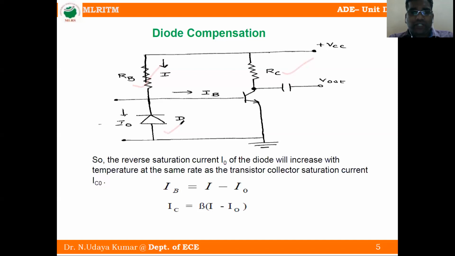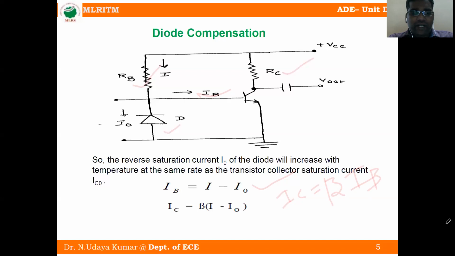Here the base current IB is equal to I minus I naught. This is the base current: IB is equal to I, the total current, minus I naught, the diode reverse saturation current. We know that IC is equal to beta IB. So IC is equal to beta times (I minus I naught).